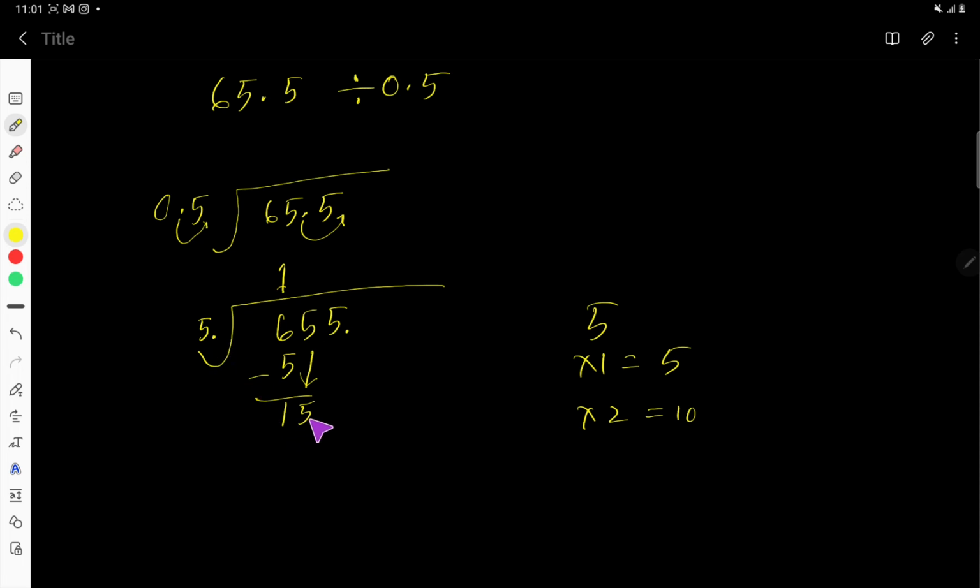Look, 5 goes into 15 how many times? 3 times. So write 3 here. 3 times 5, 15. If you subtract, then we are getting 0. So bring down this last 5 here. 5 goes into this 0, doesn't have any value. 5 goes into 5, 1 times. So 1 times 5, that gives us 0. So this is the result, right?